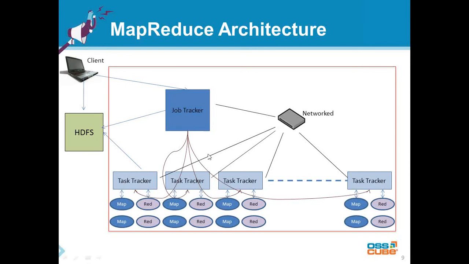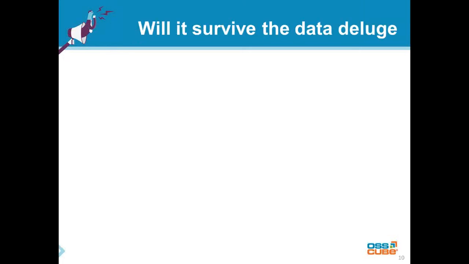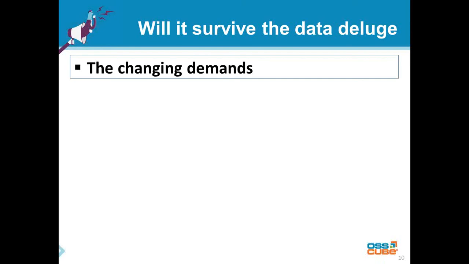But will it survive the data deluge? Why is this question coming in the first place? Because the demands are changing, right? If you see the MapReduce very closely, it is a batch-oriented system. When you run your job, it has to initiate the map tasks on each individual machine. It has to find out which machines are available. It has to monitor. It has to do the shuffling. It has to aggregate and run your reducers.